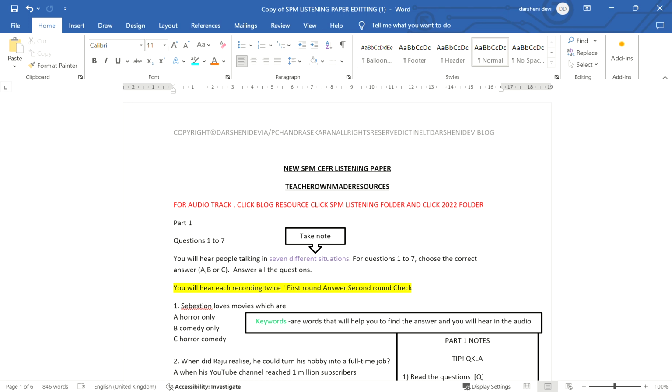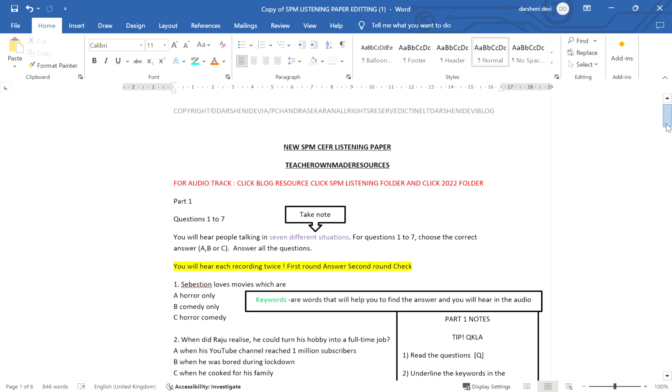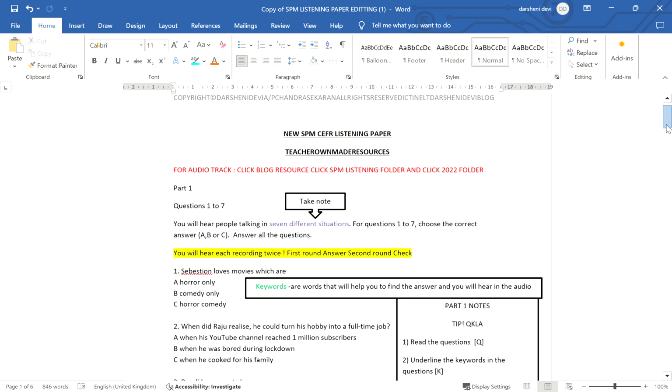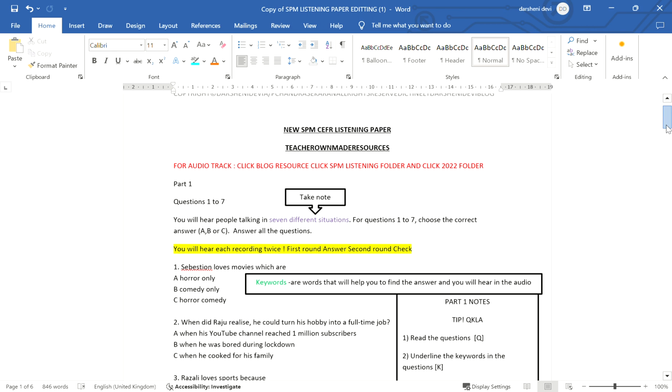Hi. Okay, so today we are going to focus on the listening paper. Let's look at the listening paper. This is teacher's own made resources. Teacher did a sample listening paper, so let's look through it.